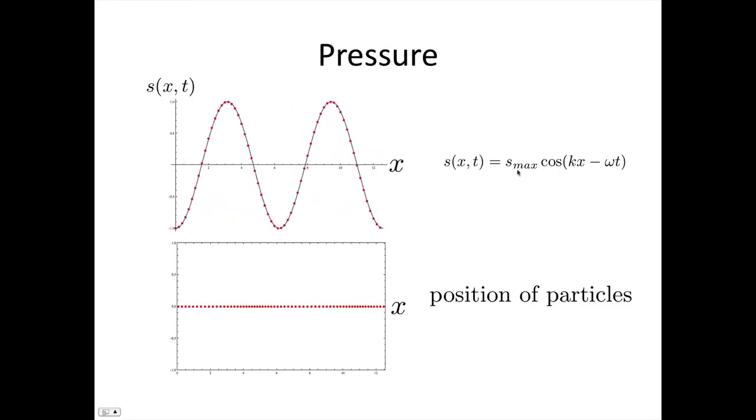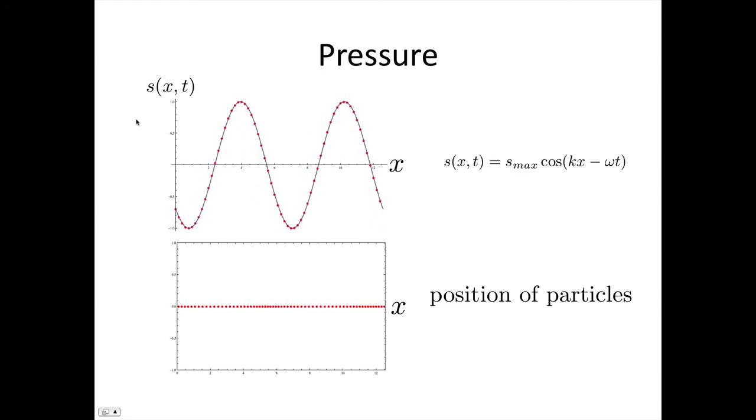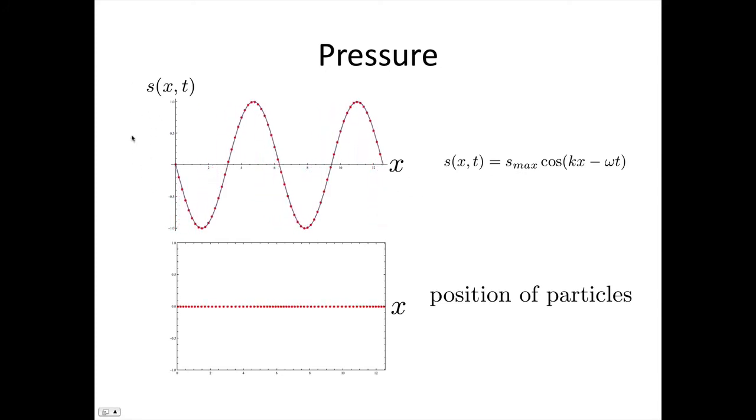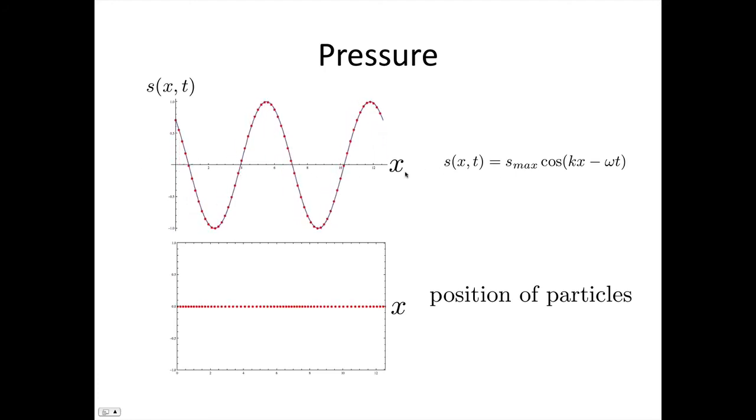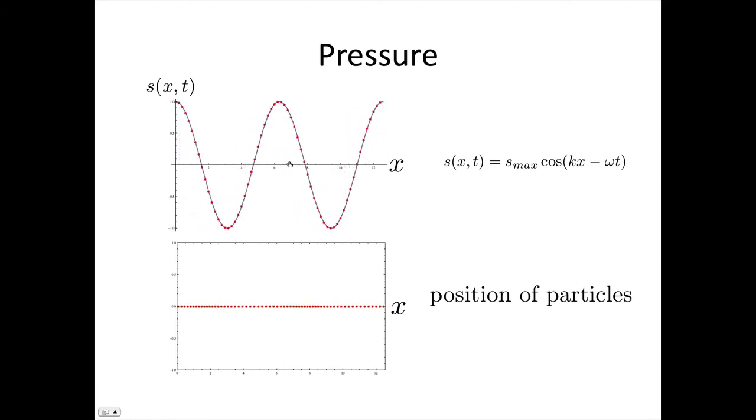Just to give you a bit more of a visual of what's going on, here we've got a plot of the displacement from equilibrium versus the position. So you can see as time passes, the displacement from equilibrium changes. And down the bottom here, we've got the actual plot of where the particles can be found. At this point here, this particle is at equilibrium, so it hasn't moved. This particle has moved a little bit to the left because it's got a negative displacement, and this one's moved a little bit to the right. So they're all close to this equilibrium position.